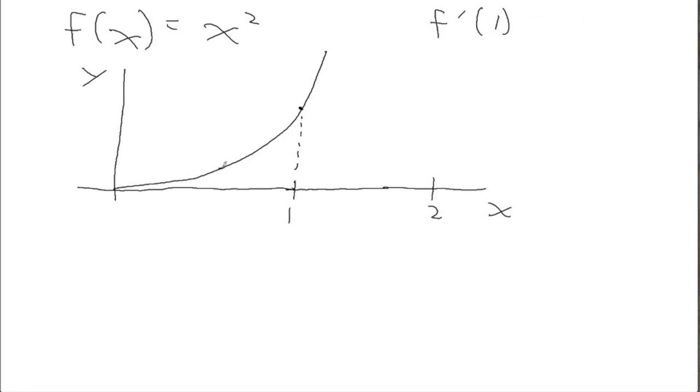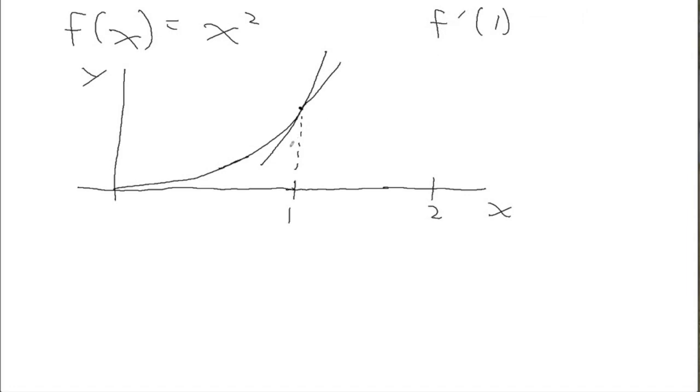Here, this slope? Or here, this slope? The slope where? At 1. So it's the slope of the tangent line at x equals 1. Now, it's also called the derivative, of course.